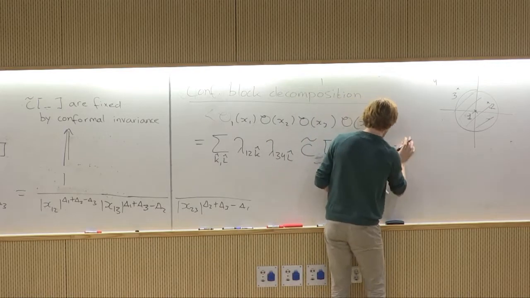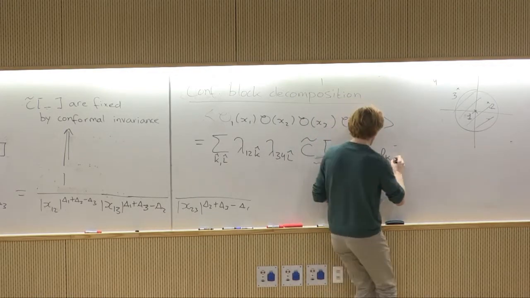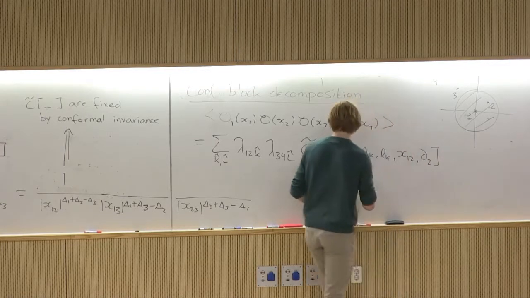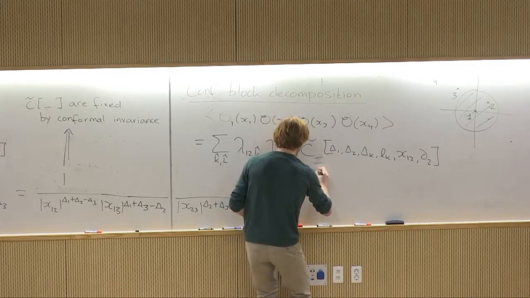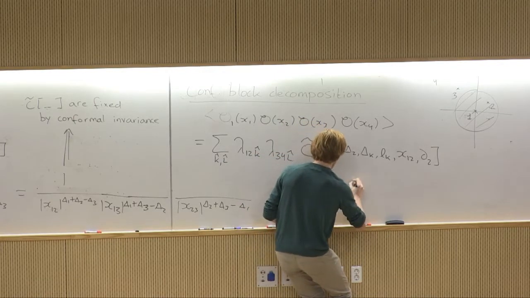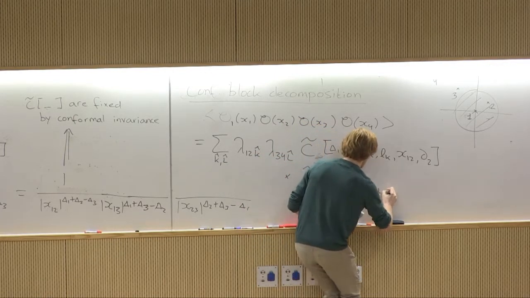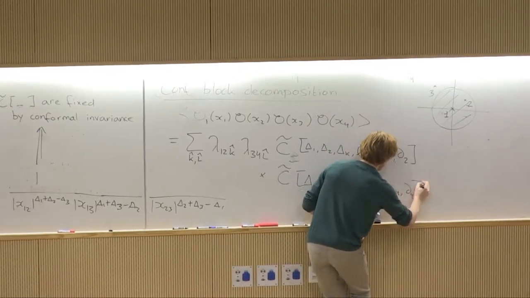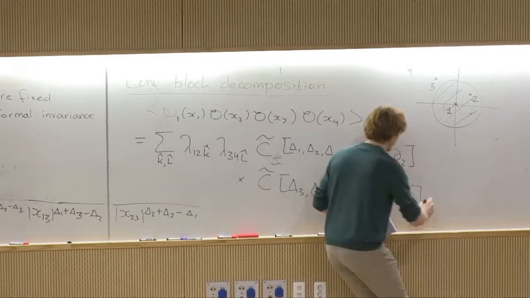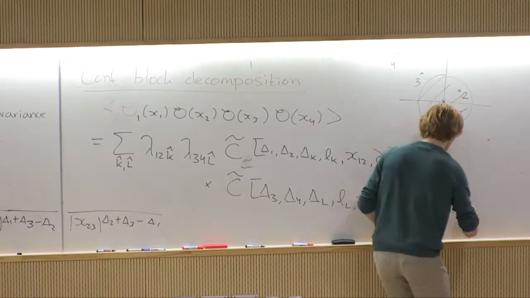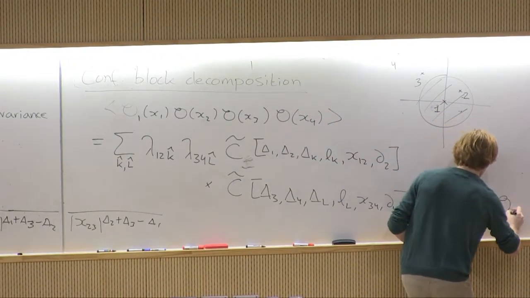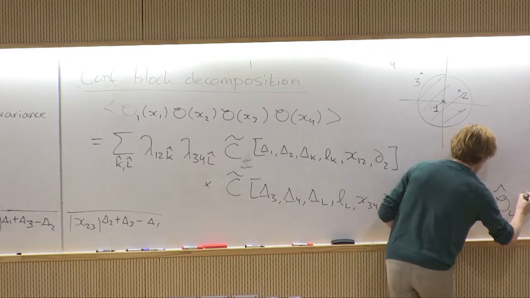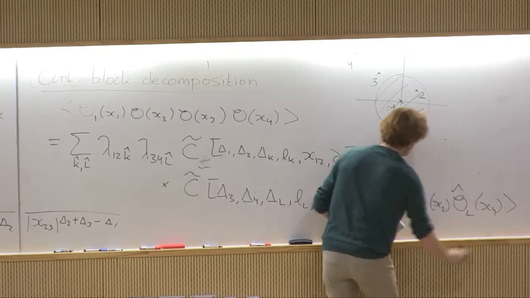And then it's something that depends on x12 and L2. For 3, 4, I get the same structure: delta 3, delta 4, delta L, spin of L, x3, 4, delta 4. And then, of course, I have operator K and operator L, primaries. One sits at x2, the other sits at x4. Like so.